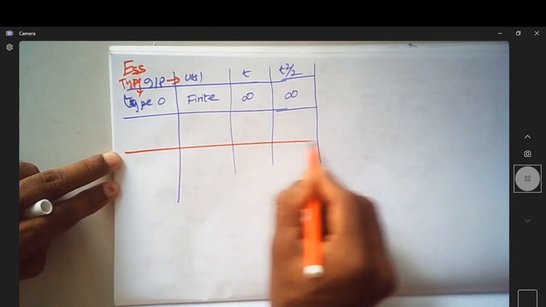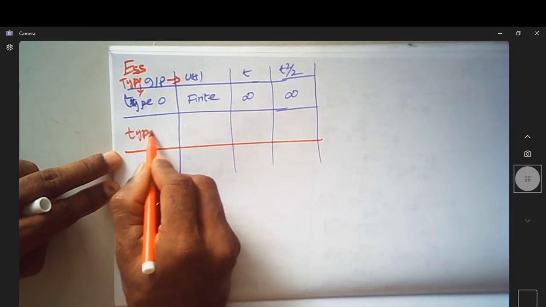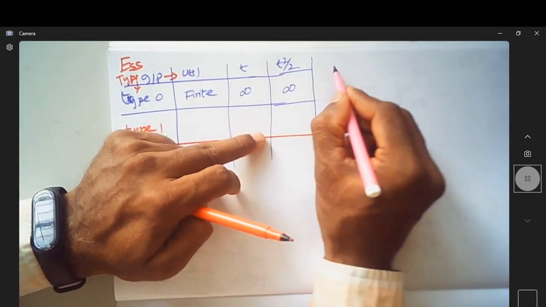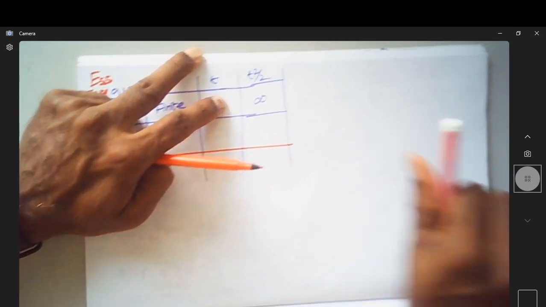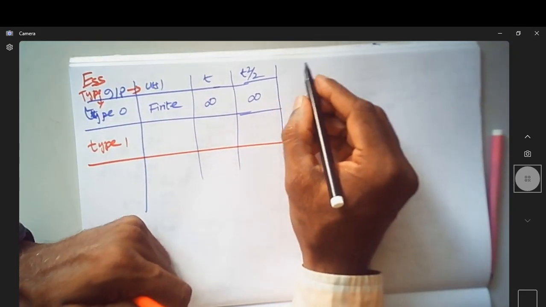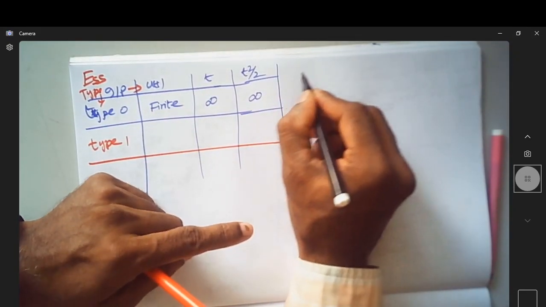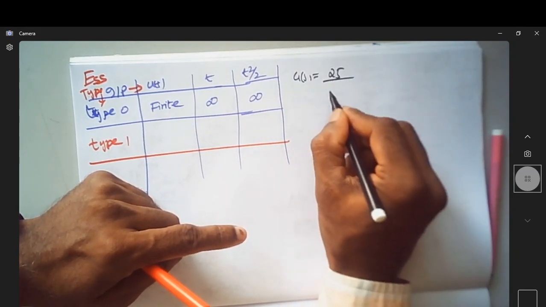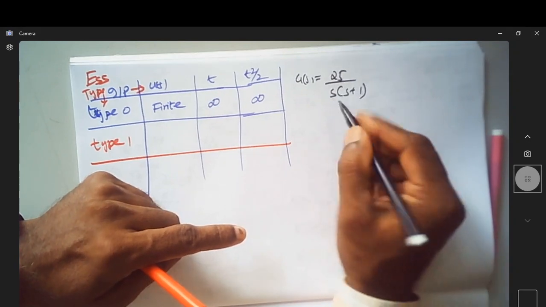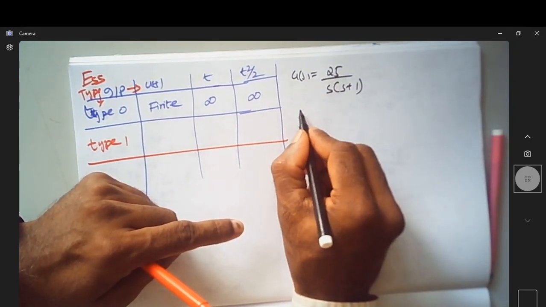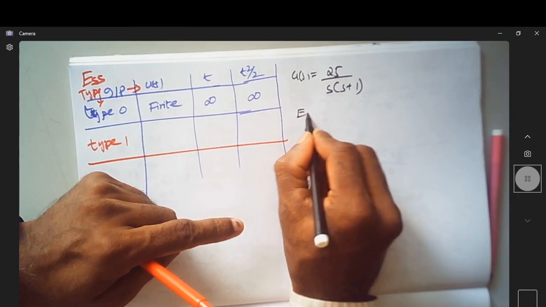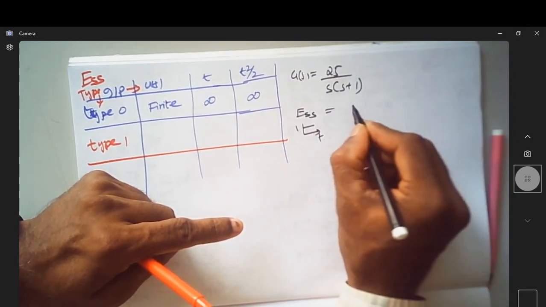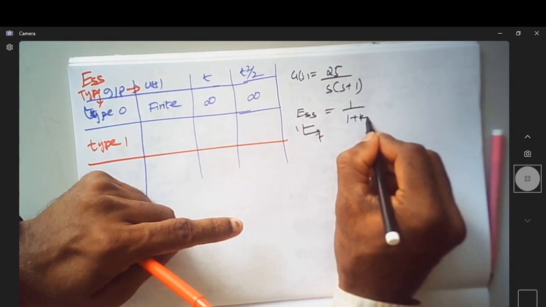So let us do it for type 1. When you consider type 1, you can take an example where you have one open loop pole at the origin. So GFS, let us take it as 25 by s into s plus 1. So this is a type 1 system. So what is ESS for a step input? It is 1 over 1 plus Kp.